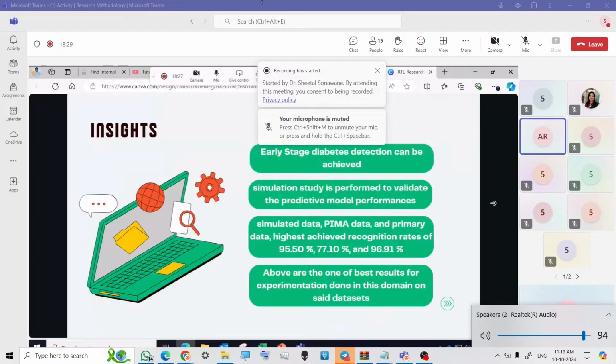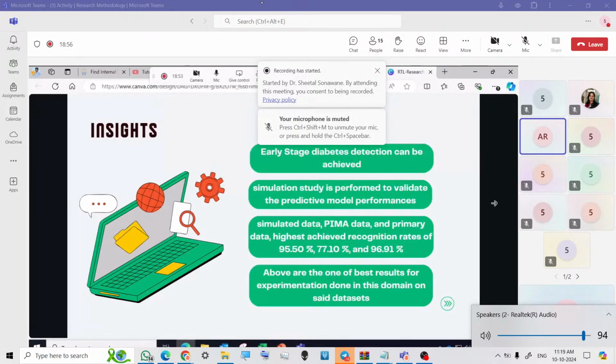Suppose that we are coming to the final stage, which is nothing but the insights made from that study. So early stage diabetes detection can be achieved, and on top of it we have done the simulation study, which would give us robust results on top of whatever study we have made.